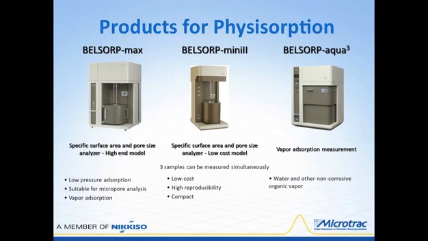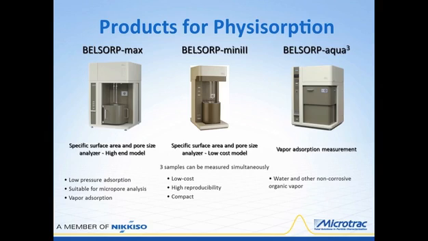The Bell Mini is a device for specific surface area and pore size. It's a low-cost model. It has very high reproducibility, and it's very compact. The nice feature about that is that you can perform 3 measurements simultaneously using the Bell Mini. And then the other Bell instrument, and again, I have to mention there are other Bell instruments designed for very specific applications, the Bell Zorb, is for monitoring water and other non-corrosive organic vapors, methane, and things of that nature.